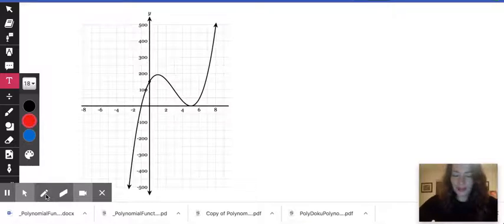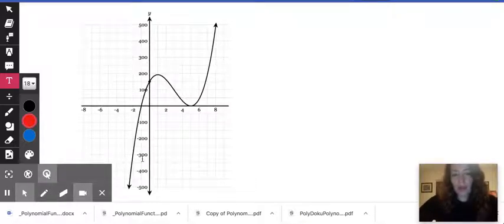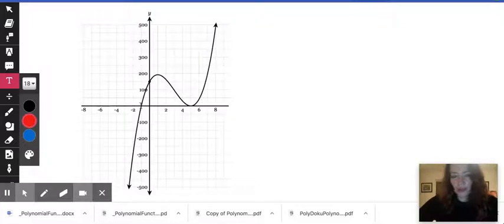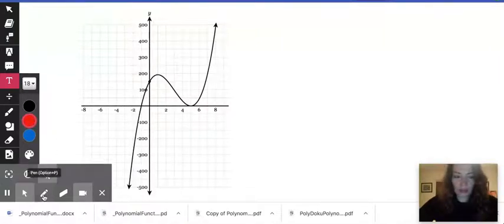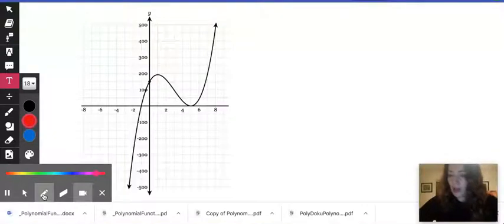Hi everyone, let's look at another example. We have a polynomial function here, graphed, and I'm going to look at the important information to help us write the equation of this graph. So the first thing I'm going to look for is the x-intercepts.